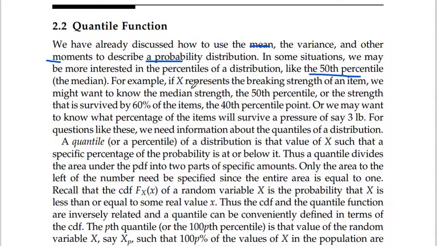For example, if X represents the breaking strength of an item, we might want to know the median strength. The median is the 50% quantile. Or we might want the strength survived by 60% of the items, the 40th percentile point. These all come under the quantile.